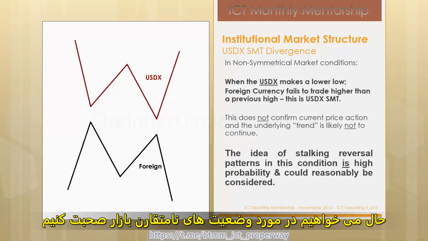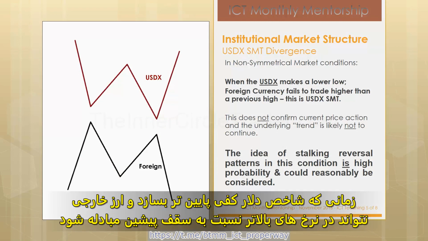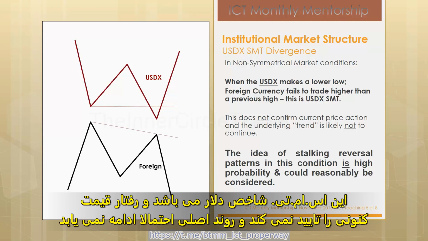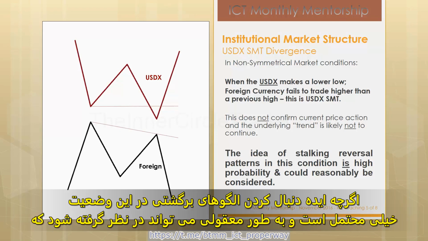Now we're going to talk about non-symmetrical market conditions. When the dollar index makes a lower low and the foreign currency fails to trade higher than a previous high, this is US dollar index SMT, or USDX SMT. This does not confirm current price action, and the underlying trend is likely not to continue.